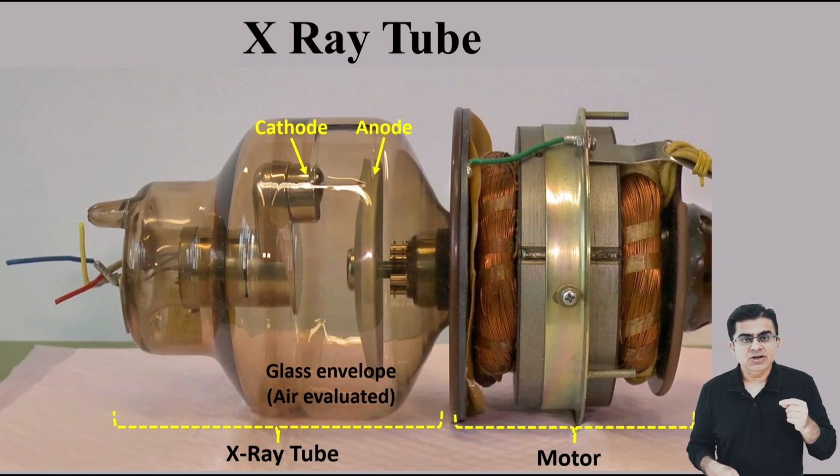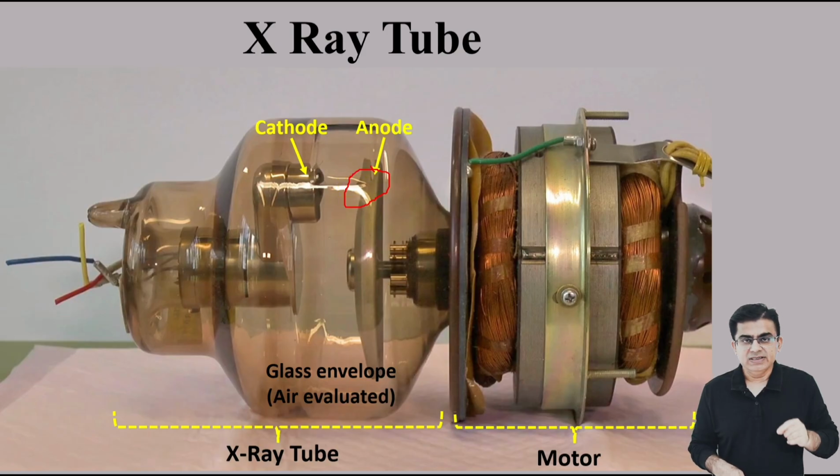Why do we need the anode target to spin fast? Because the production of X-rays generates a massive amount of heat. In fact, more than 99% of the energy while producing X-rays is wasted as pure heat. Only less than 1% actually becomes useful X-ray. If the high-speed electrons keep hitting one single stationary spot continuously, that intense heat will quickly melt and destroy the target.